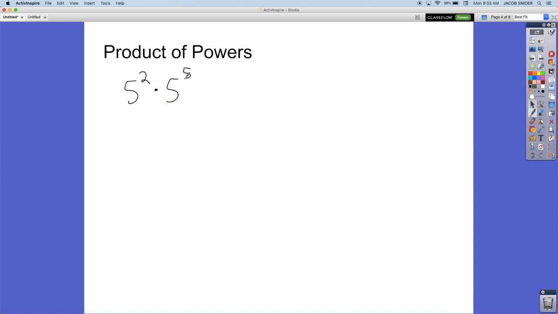Now, I could take out my calculator, I could punch it into Google, I could figure it out. But what does it really mean? This is where we're talking about rules. So 5 to the 2nd power really means 5 times 5, right? And we're going to multiply that by the second number, which is 5, and then 5 times.